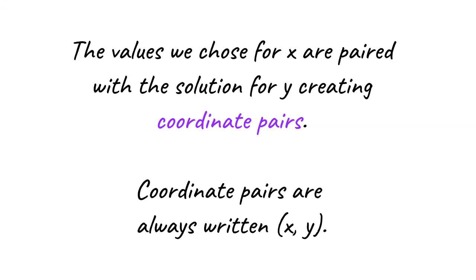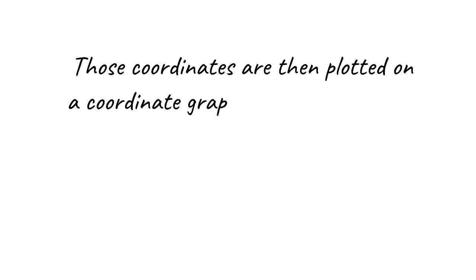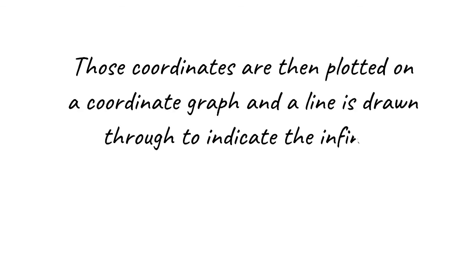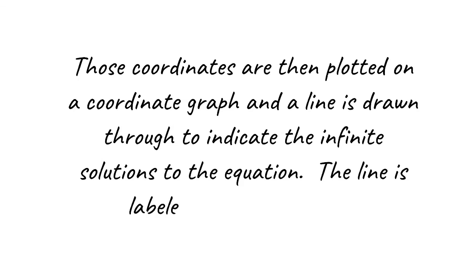Those coordinates are then plotted on a coordinate graph, and a line is drawn through to indicate the infinite solutions to the equation. The line is labeled then with the equation, and in fact, that equation is known as a linear equation.